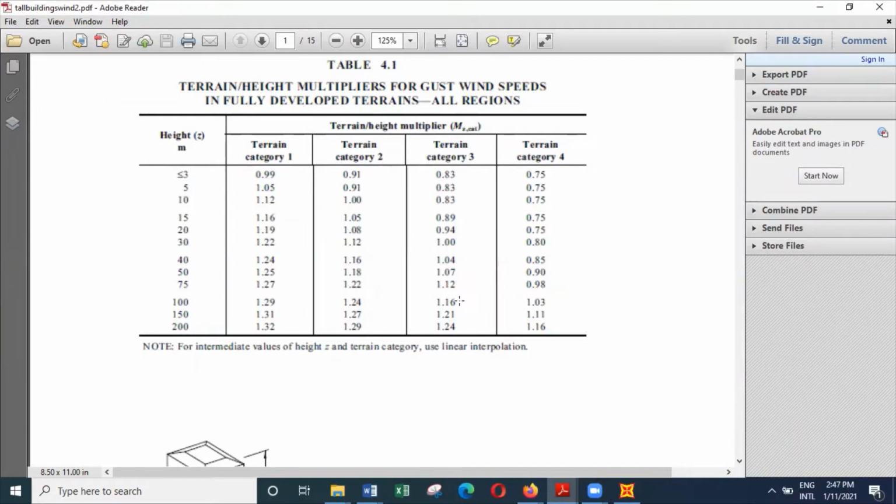And for 60 meters, I'll use the coefficient applicable for 50 meters. For 108.9 meters, I'll use the coefficient applicable for 100 meters. So that's how I have calculated the average effect of this variable action. Is that clear?